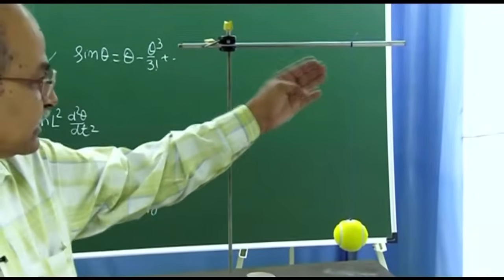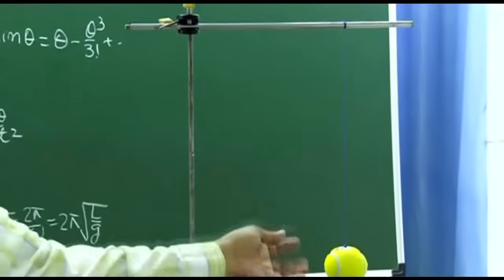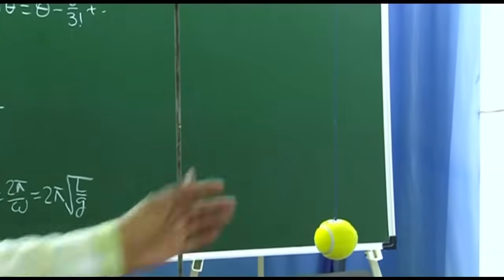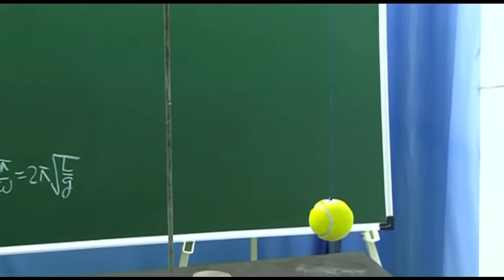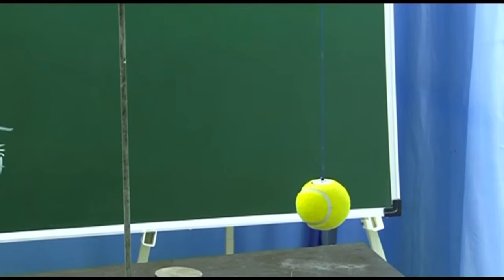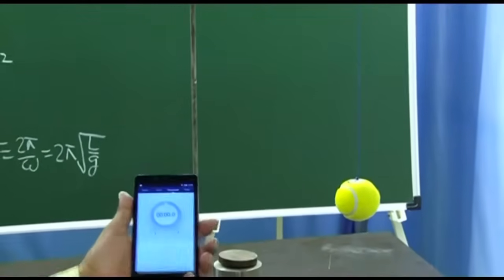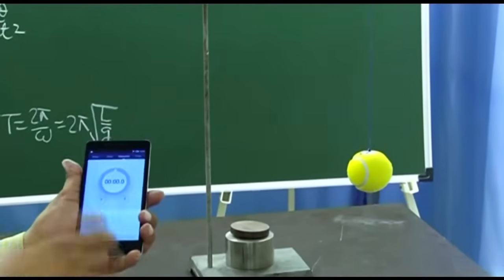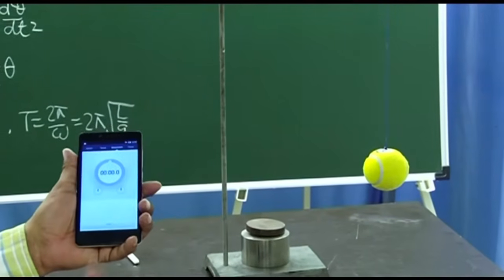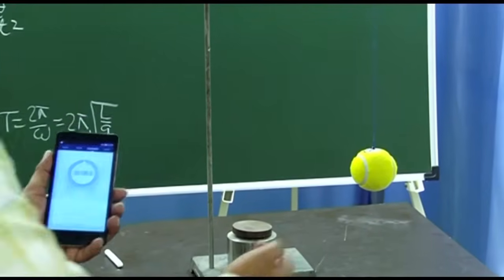So, here I have this pendulum, a thread is here, and from this thread a ball is hanging, the same ball with which children play in lanes, cricket and all other games. And to measure the time period, we can use a stopwatch. So, I will be using this mobile stopwatch to measure the time of say 10 oscillations. So let me first oscillate with small amplitude.